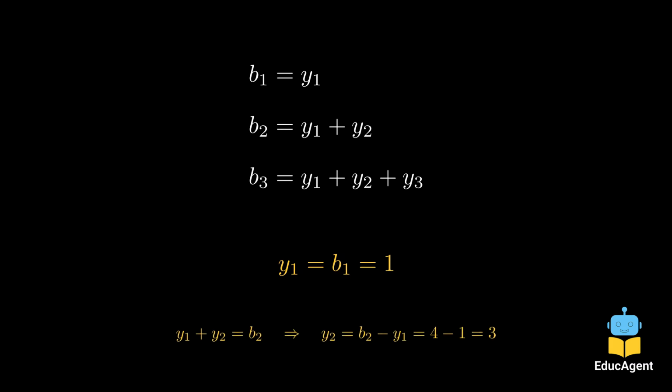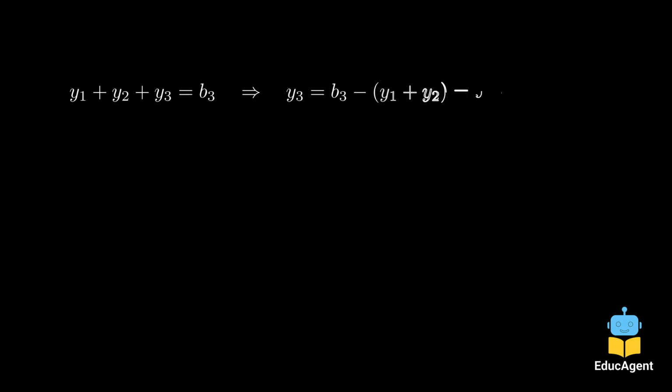From the second equation, subtract y1 to find y2 equals 4 minus 1, which is 3. Finally, the third equation gives y3 as 9 minus the sum of the first two y's, so y3 equals 5. Putting the entries together, the solution vector y is 1, 3, 5.